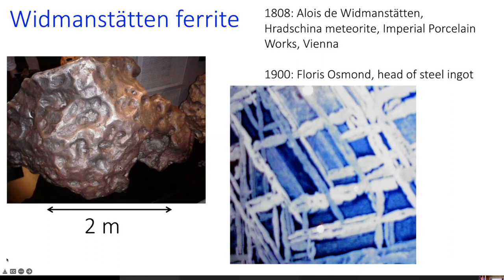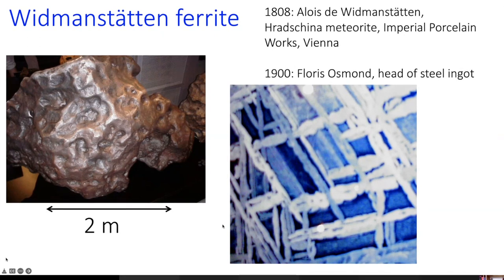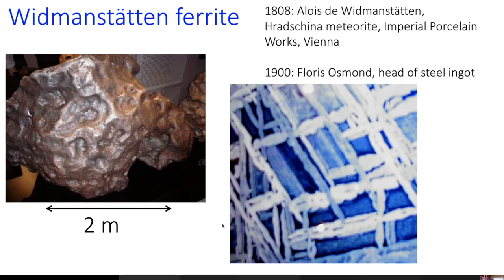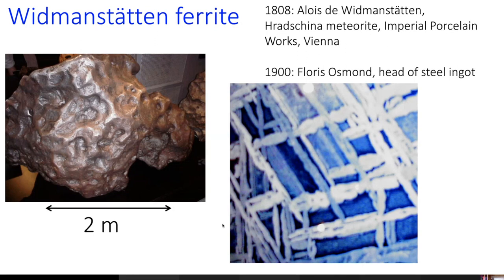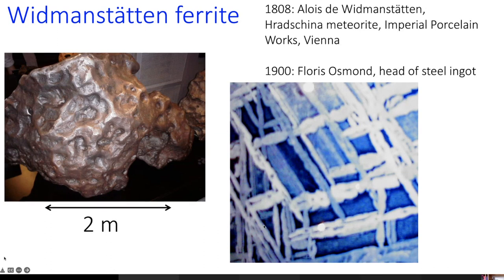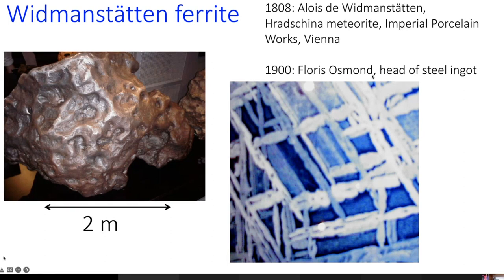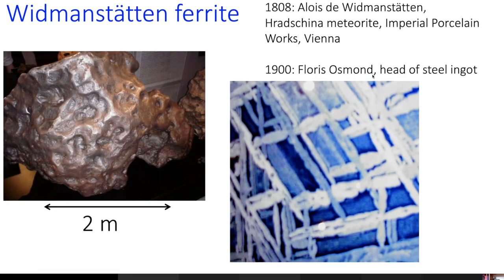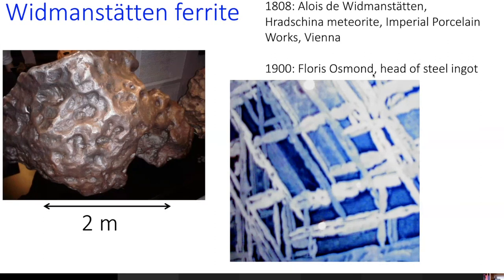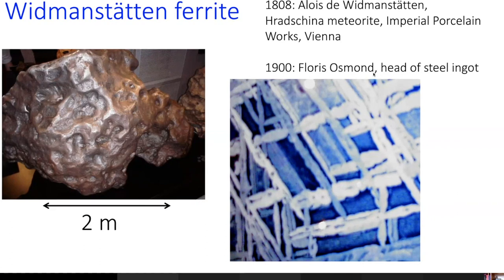And this is an iron nickel alloy, which cools at an incredibly slow rate when it's traversing the universe. You know, it would take about a million years to cool down by 1 degree centigrade. And that's why we have these extremely coarse structures inside the meteorite. And then Osmond, who is one of the fathers of metallography, noticed similar patterns at the head of a steel ingot. And that's how the name Widmanstätten ferrite became adopted.